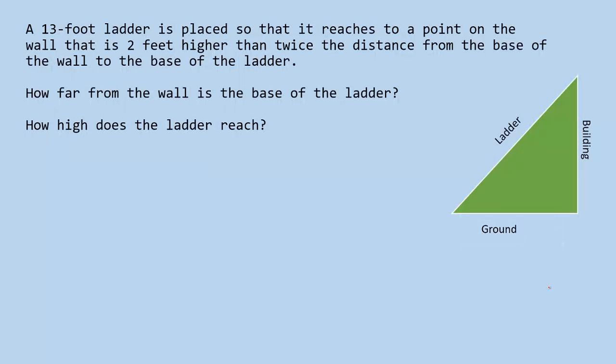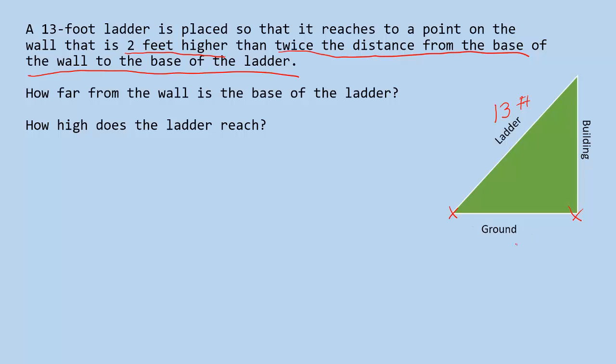So the first thing it says is there is a 13-foot ladder. So I'm going to go ahead and at least fill in that the ladder is 13 feet. The next thing I see is that it is placed so that it reaches to a point on the wall. Okay, so we're looking now on the wall of the building. 2 feet higher than twice the distance from the base of the wall to the base of the ladder. So the distance from the wall to the base of the ladder.